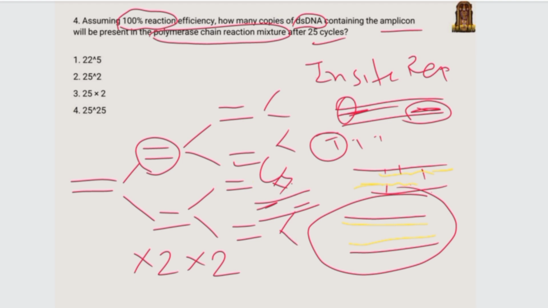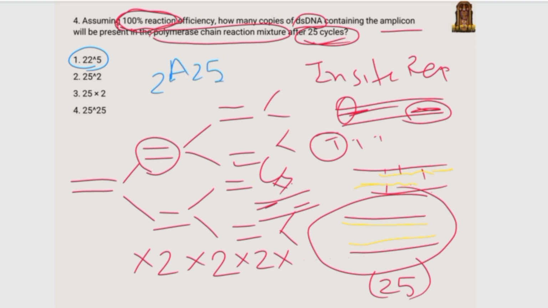So if the cycle is going for 25 times and the efficiency is 100%, then after 25 cycles, you will write it in this form: 2 to the power 25, it will be to the power 25, not 100.